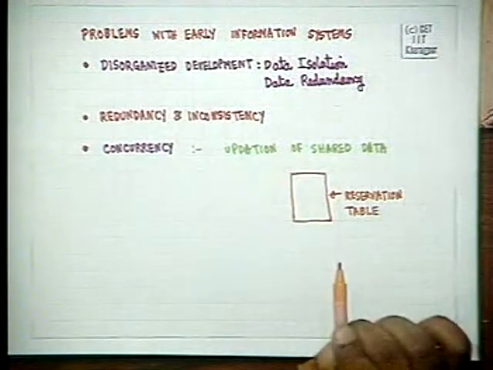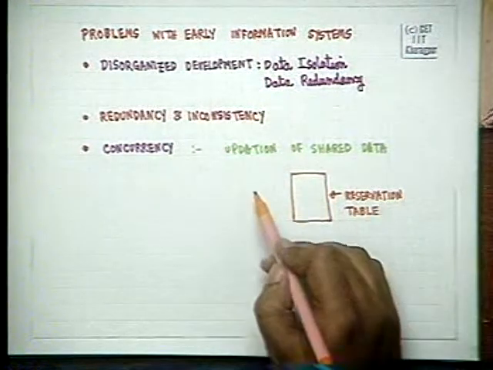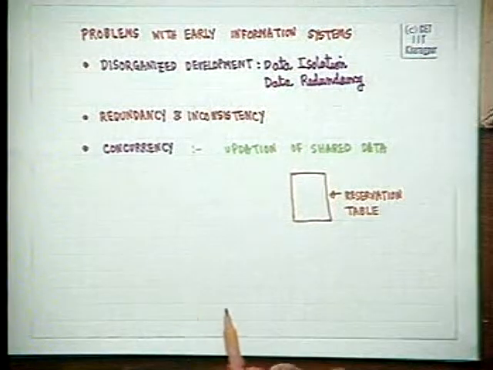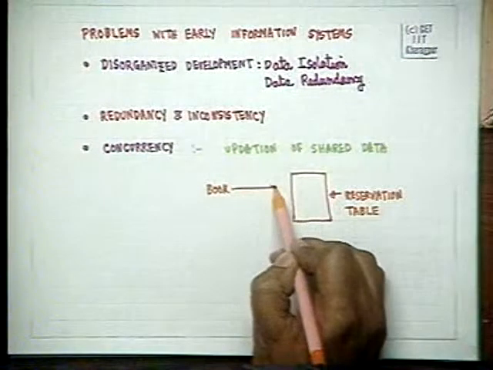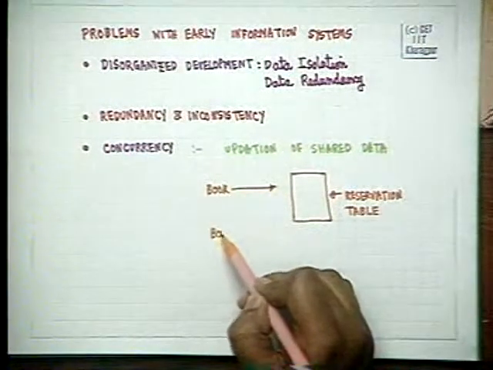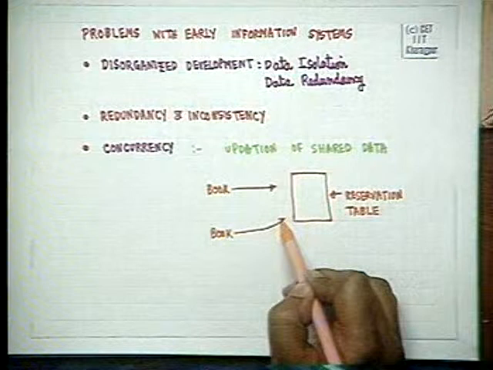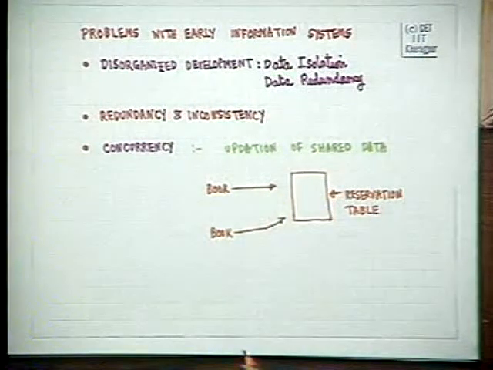This reservation table is shared between people who are trying to book tickets from different counters from different parts of the country at the same point of time. So, there are two commands, one to book and another to cancel a ticket. Now, what is the problem of concurrency?